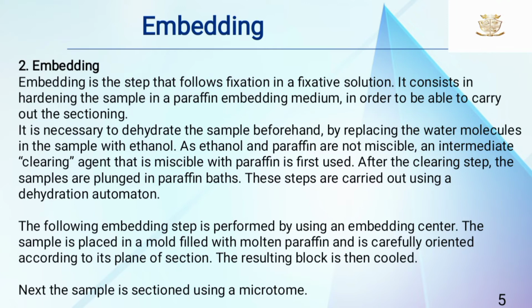This step is carried out using a dehydration automaton. The following embedding step is performed by using an embedding center. The sample is placed in a mold filled with molten paraffin and it is carefully oriented according to its plane of section. The resulting block is then cooled. The next step is that the sample is sectioned using a microtome.